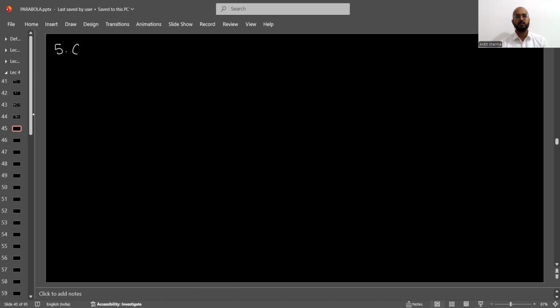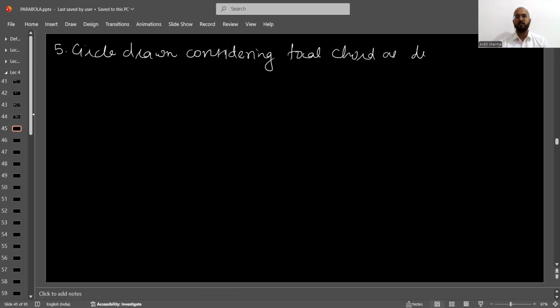So let's check the fifth one. I am saying that the circle drawn considering the focal chord as diameter touches the directrix. It touches the directrix of the parabola.